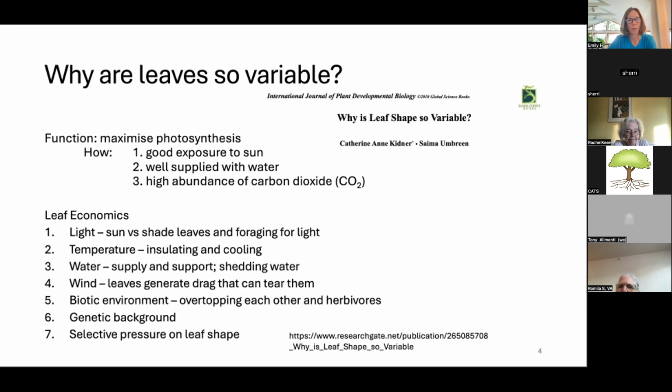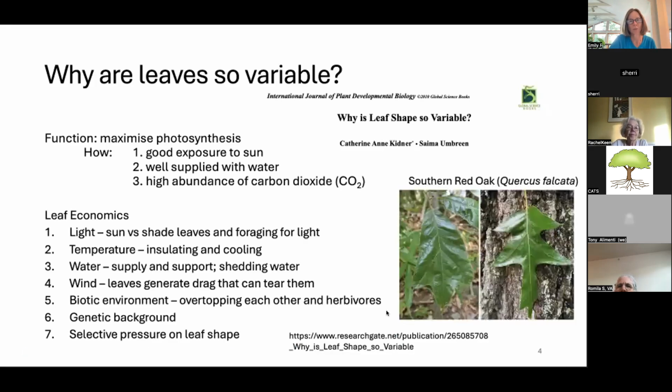On this leaf economics, there's 7 different pieces. Light, which is the light versus shade leaves. When we're talking about that, we're talking about where is that leaf and how much exposure does it have to the sun from the shade, or is it in full sun? And leaves have to have a different shape to meet their requirements for where they are.